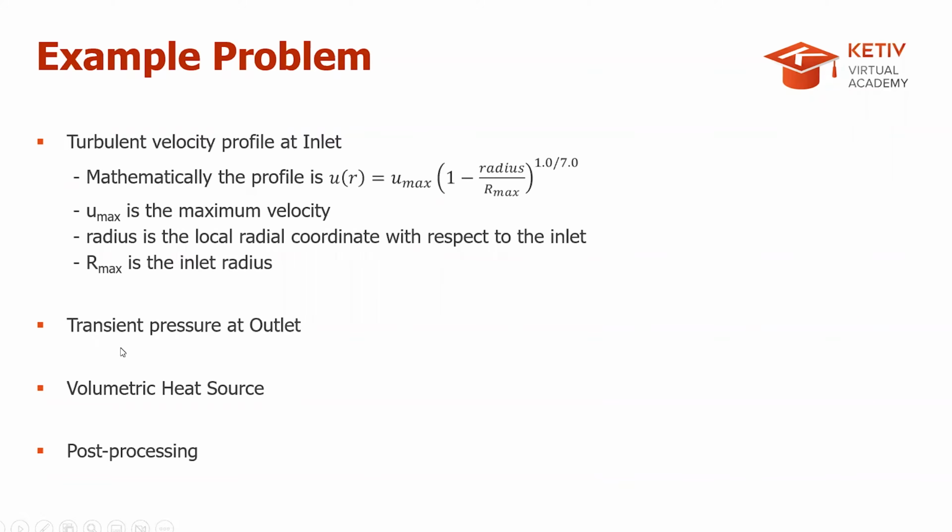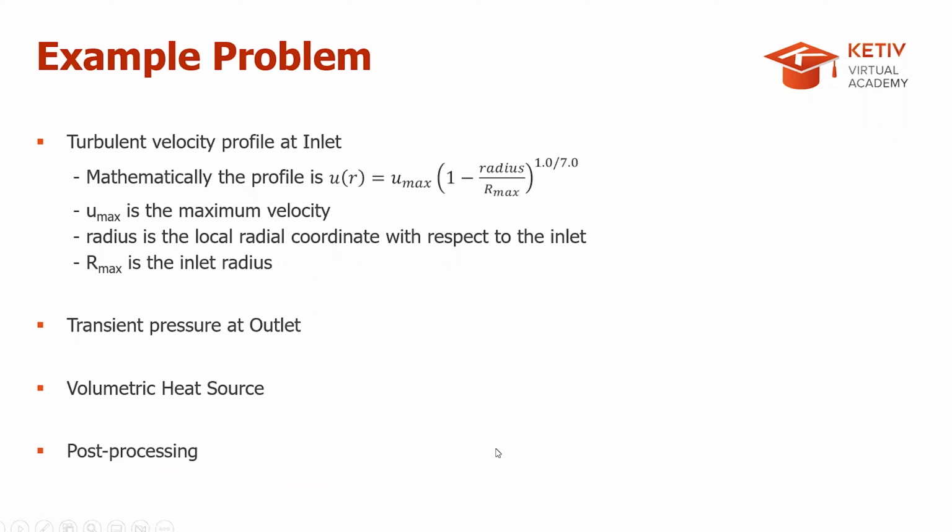We'll also assign a transient pressure at the outlet, right? A pressure condition that varies with time. We'll also use an expression to assign a volumetric heat source in one of the fluid volumes in our domain. And then we'll use some expressions for post-processing. So I think if we do all these things successfully, it'll give you a good comprehensive idea of where all you can use expressions in your own problem.